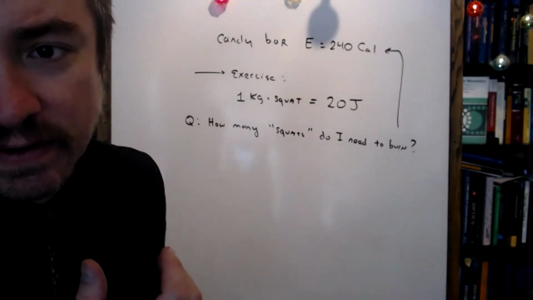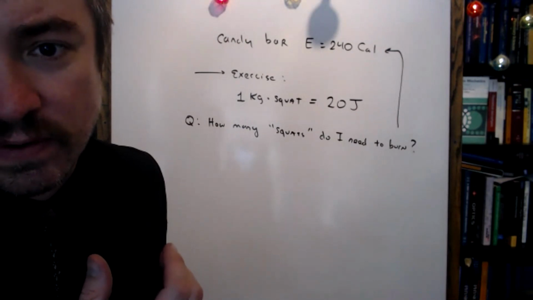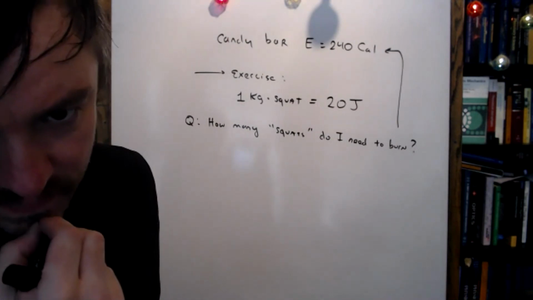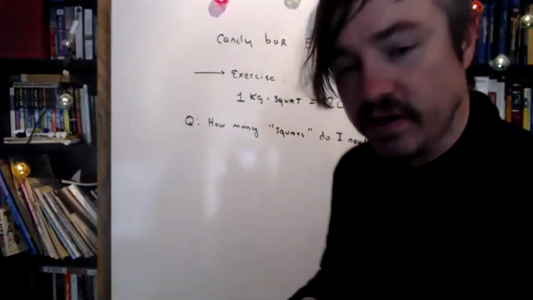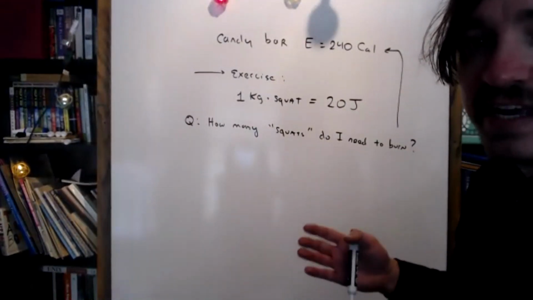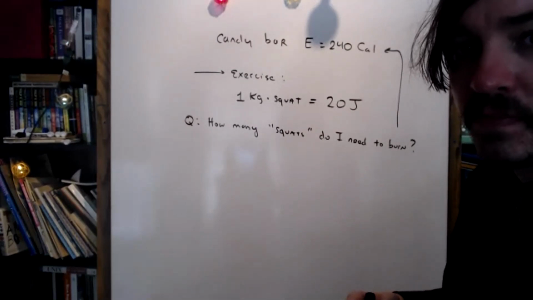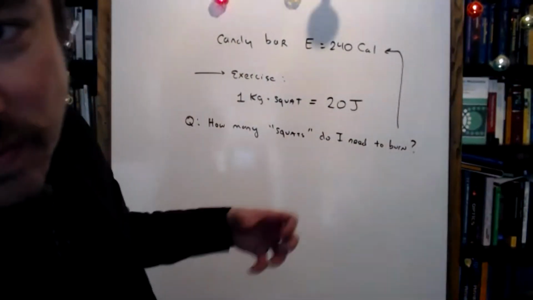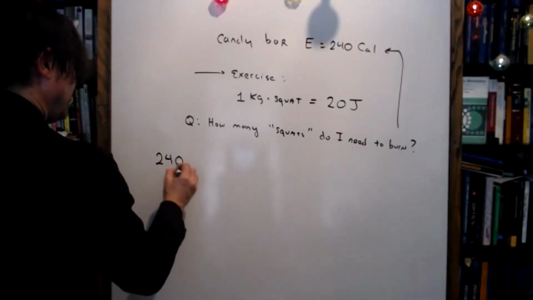Well, okay, so we're trying to figure out how many squats we need to burn. So we need to figure out how many joules is going to burn how many calories, right? Kind of, yeah. But let's start with the number we're trying to convert. If you had to take a guess, what's the number you're trying to convert? The calories? Which calories? The 240. That's correct. You're trying to convert 240 calories. I just wanted you to be confident in your answer. All right, so we write that down, 240 calories.